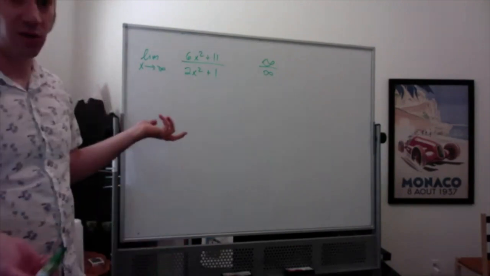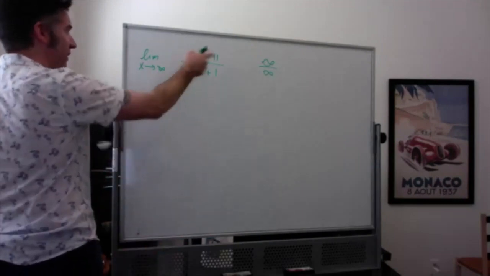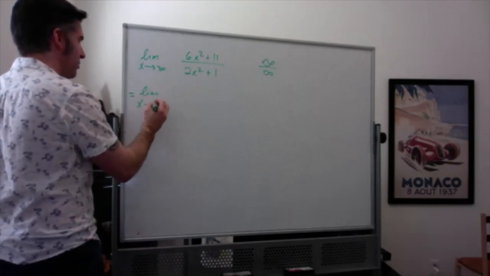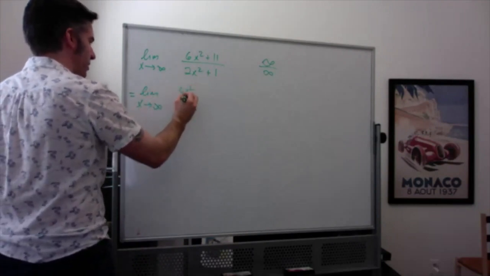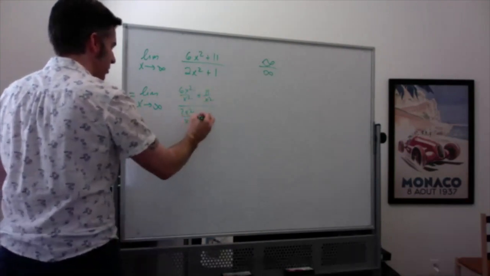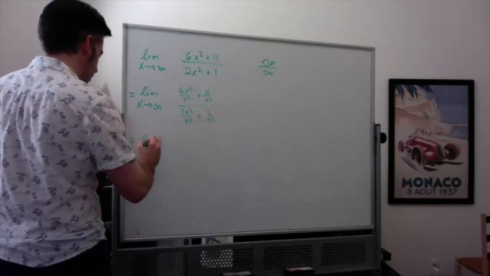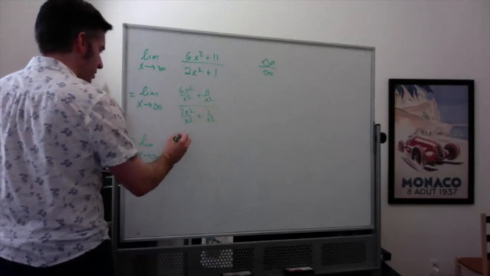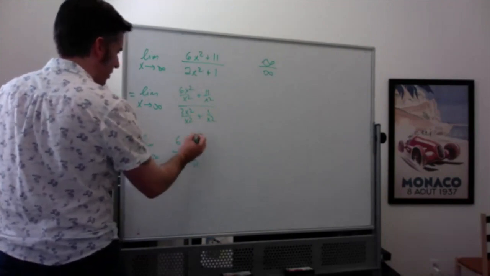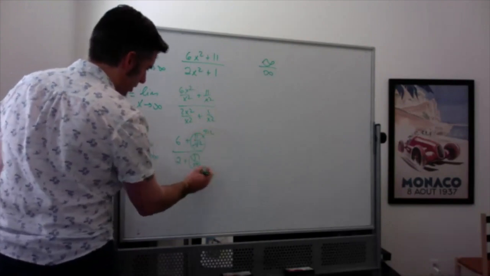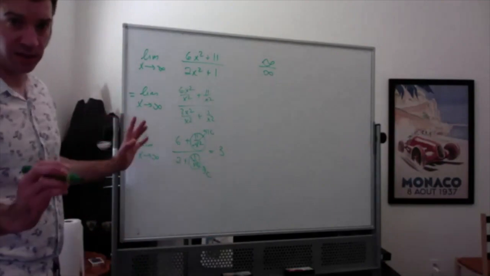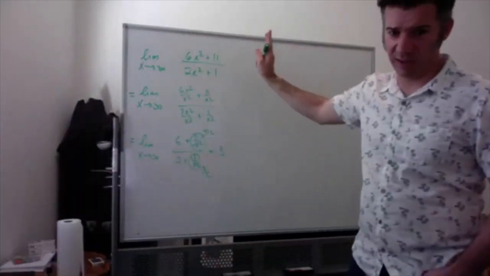And really, the work we used to do is you divide everything by the highest power of x in the denominator. So you could do this as the limit as x goes to infinity of 6x squared over x squared plus 11 over x squared, over 2x squared over x squared plus 1 over x squared. And that becomes the limit as x goes to infinity of 6 plus 11 over x squared over 2 plus 1 over x squared. This goes to 0, this goes to 0. You get 6 over 2, which is 3. Not that you need to show this work, but that is the work we used to do. You're perfectly fine if you just said 3.